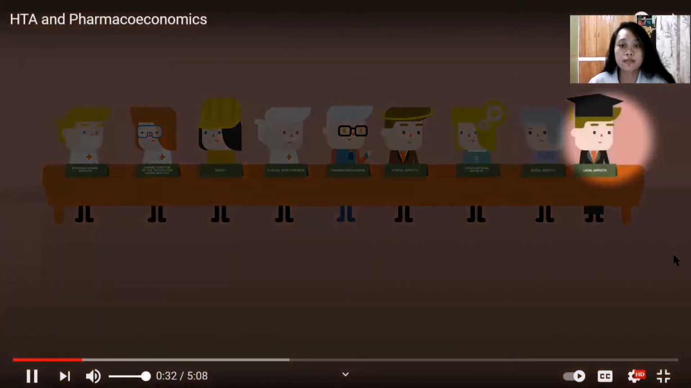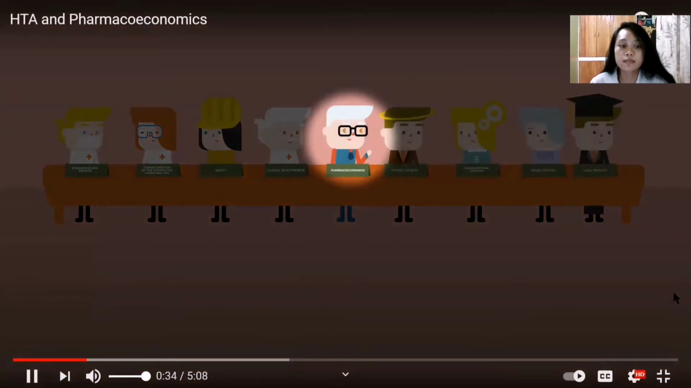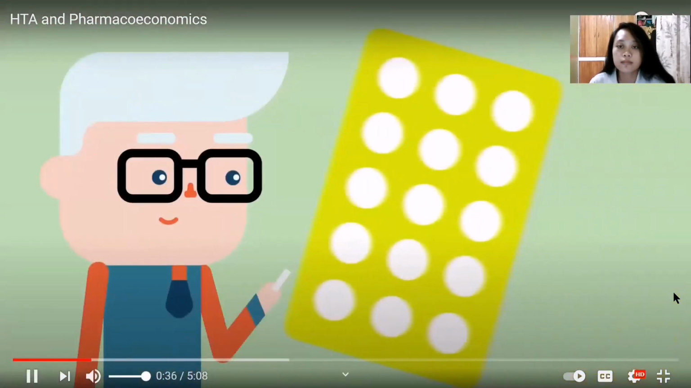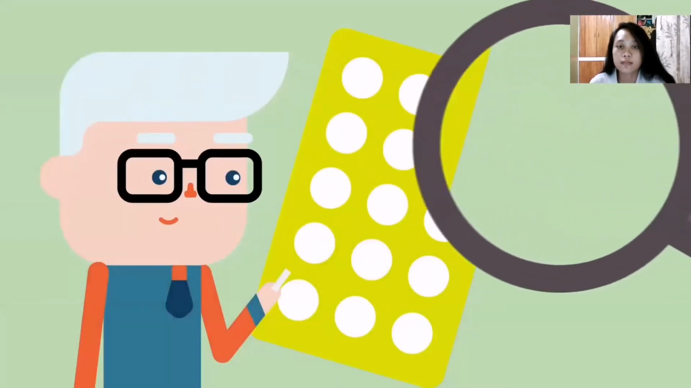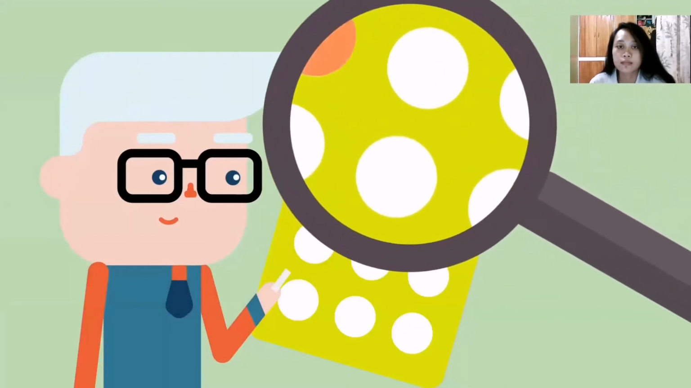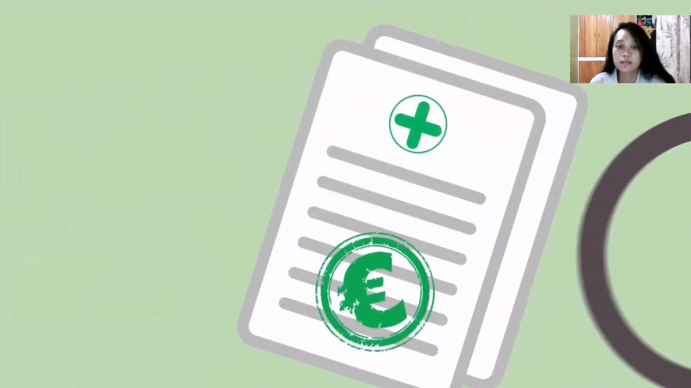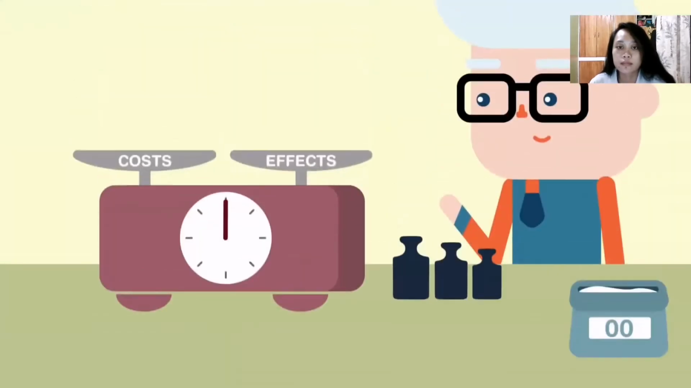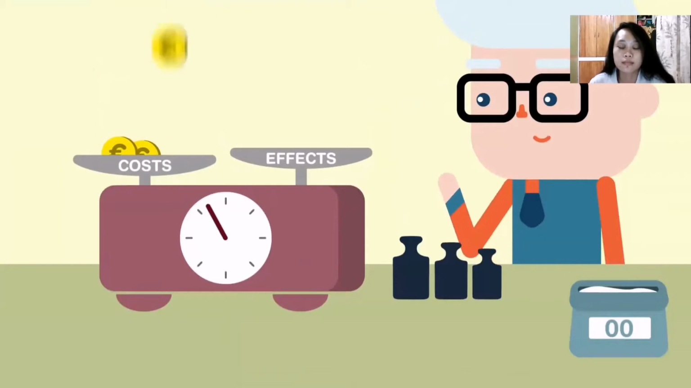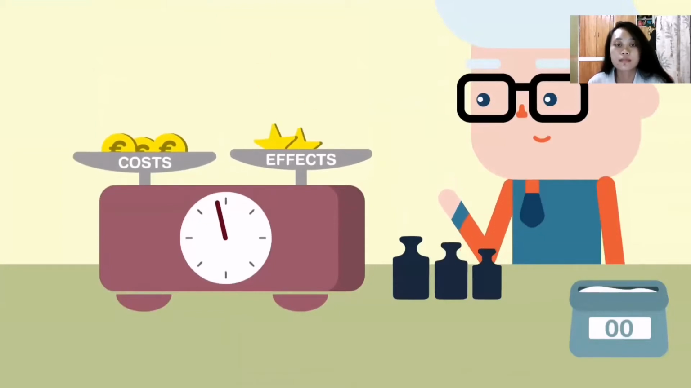Now, let's consider pharmacoeconomics. It's a scientific field that aims at assessing the overall value of a given technology and provides crucial information for a more efficient allocation of healthcare resources. Through pharmacoeconomics, it is possible to identify, measure, highlight, and compare both costs and effects of two or more technologies.